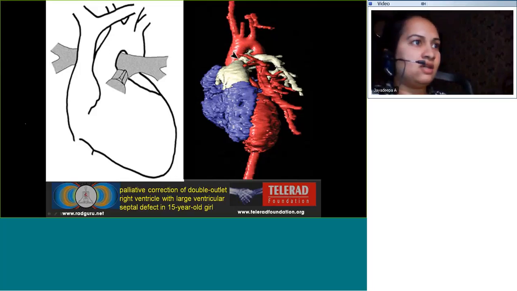Now, this is a shaded surface display of the 3D MR angiography image, which is showing the correct placement of the pulmonary band. This is the pulmonary band here. This is the right ventricle here. The aorta and the left ventricle is on the right.